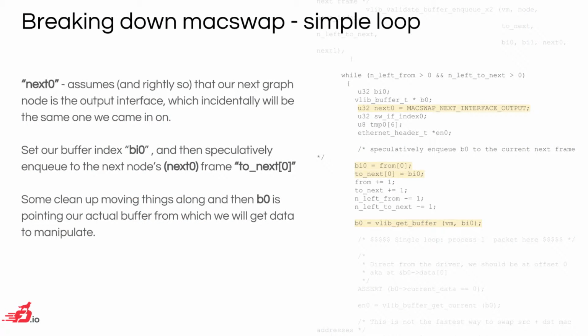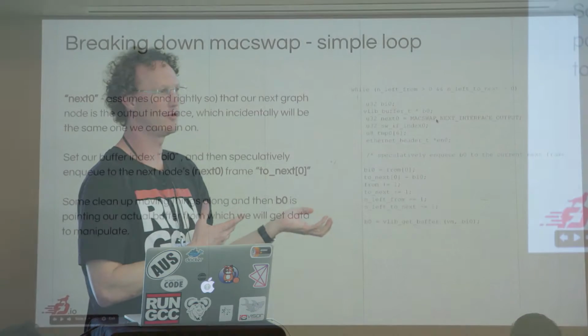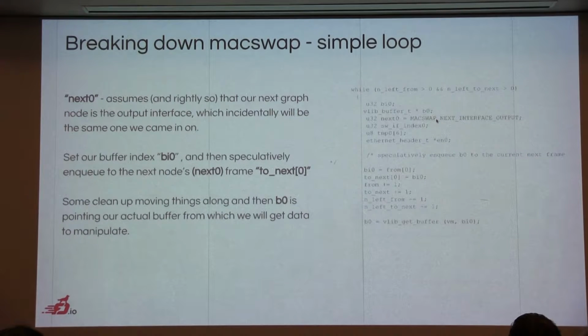I mean, the simplest possible case is you have an odd number of packets, and you don't want to be leaving the odd duck out. Yes, exactly so. So next 0 assumes that our next graph node is the output interface. So this is statically coded here. You think of this as what's my default. You can set an intelligent default inside your loop for next 0 to say what's the next graph node I would punt it to by default in the absence of any other information.